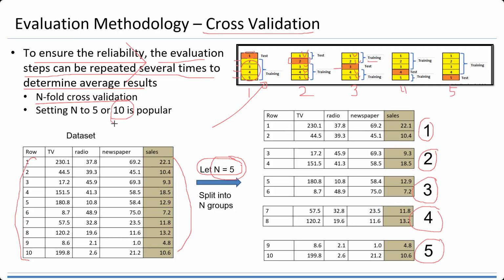What is n equals to 10? It means we will split this data into 10 groups. So we will do the first group will be the testing, and the remaining will be the training. So there will be 10 times repetition. And we will check this performance, and each of them will have performance, and then we will check the average.